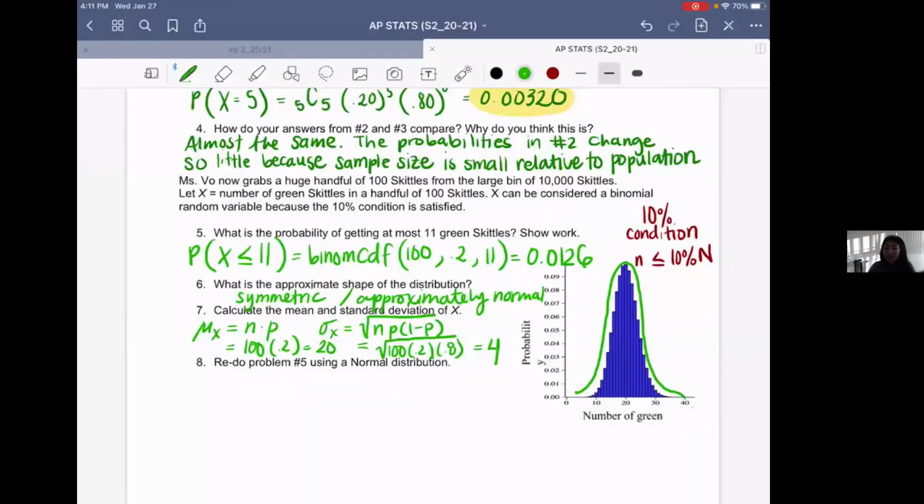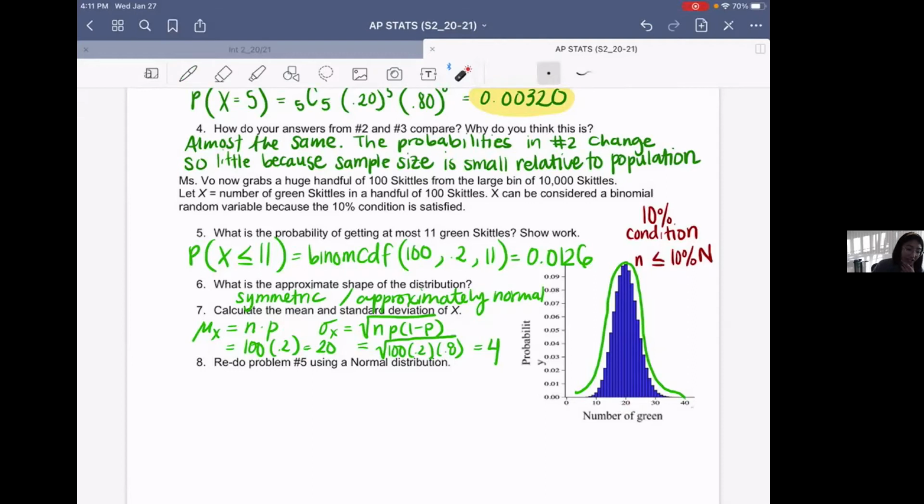All right, so these are the values that I have gotten for today. As you notice, if you take a look at the distribution itself, notice how the mean turns into 20. Perfect. And then the standard deviation, so it varies about 4 green Skittles from the mean of 20.